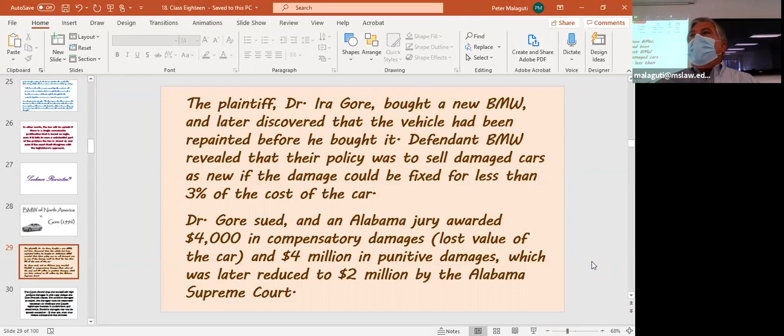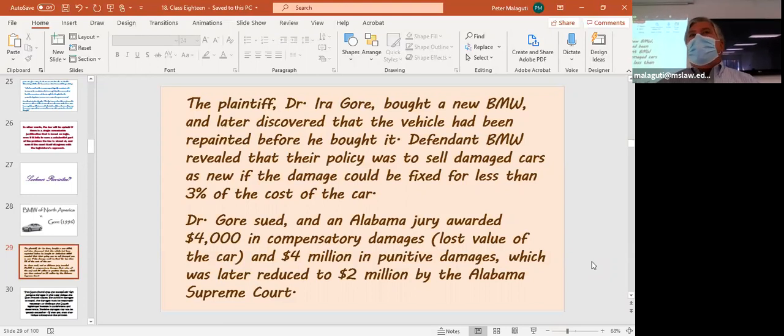So he sues, claiming that this is a consumer protection violation. The state jury awarded him $4,000 for the diminution in value of the car because it had been damaged versus a pristine car that hadn't been damaged. And then some states allow punitive damages. You guys have had torts. You've talked about punitive damages. I'm sure you've talked about compensatory damages, nominal damages, punitive damages.